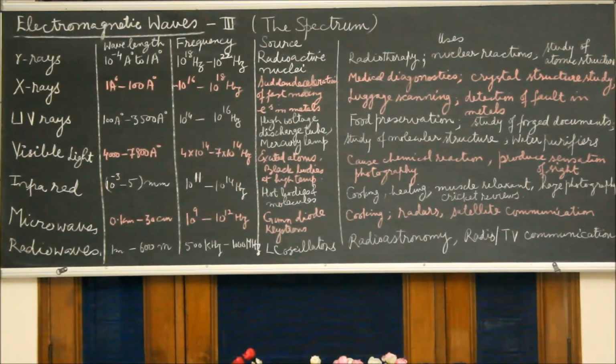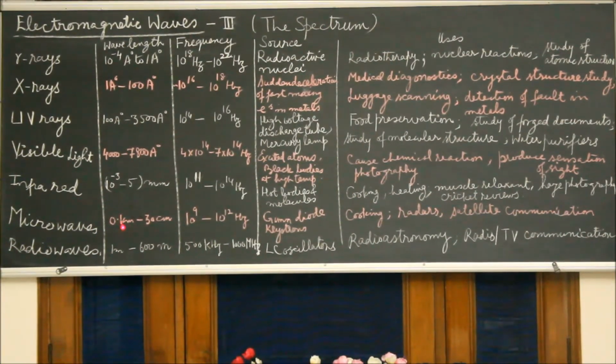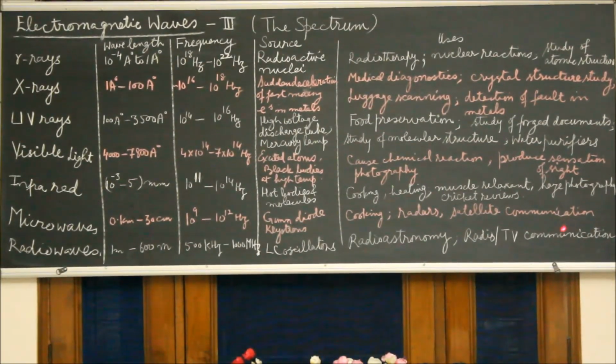Next is microwaves with wavelength ranging from 0.1 centimeter to about 30 centimeter, produced by Gunn diode or vacuum tubes like klystron. They are also used in cooking in microwave ovens, radars for detection and ranging of aircraft, and used in satellite communication, particularly geostationary satellites.